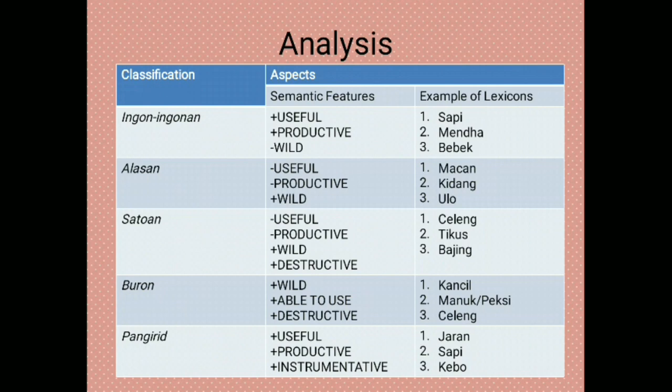Okay, so the other classification is alasan. The semantic features are minus useful, minus productive, and plus wild. And the example lexicons are macan, kidang, ulo. And then the other classification is satuan, which has semantic features minus useful, minus productive, plus wild, plus destructive. Example lexicons are celeng, tikus, and bajing, and so on. So yeah, that's it.